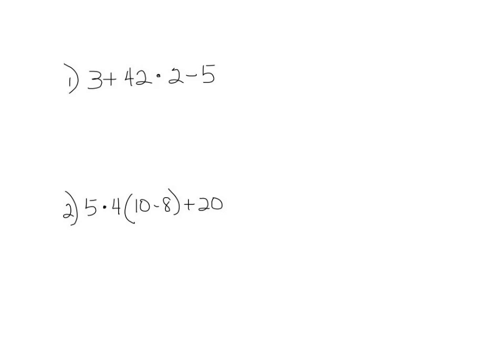Let's practice using order of operations. Write down number 1: 3 plus 4^2 times 2 minus 5. As we go through the order of operations, we're first going to look for any grouping symbols, any parentheses, any brackets, any division bars, and in this case we don't have any. The next thing we're going to look for is any powers, exponents. In this problem, we don't have any, so we will continue.